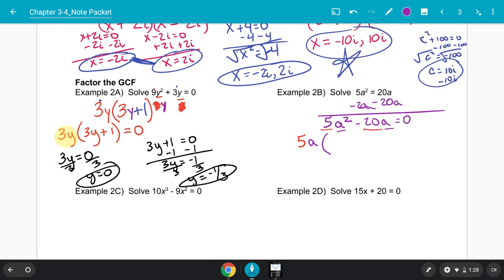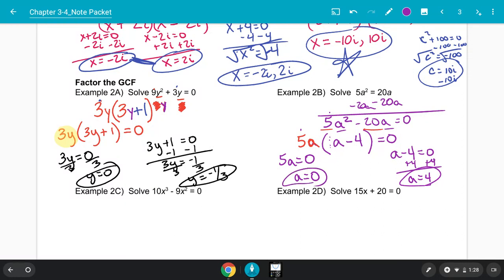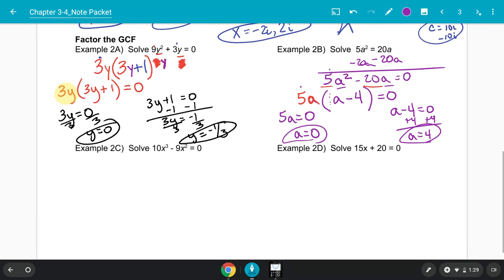So 5 times, and 5 divided by 5 is 1. A squared divided by a is a. Negative 20 divided by 5 is negative 4. A divided by a is 1. So we get this. You can always, again, check if you redistribute. And then we can set these equal to 0. Divide by 5 on both sides, a is 0. And then add 4 on both sides, a is 4. What that means is if you put those into the original equation, it'll make two true statements.